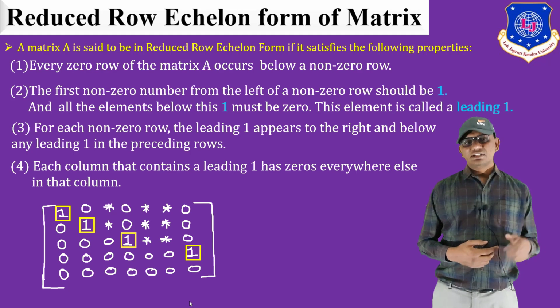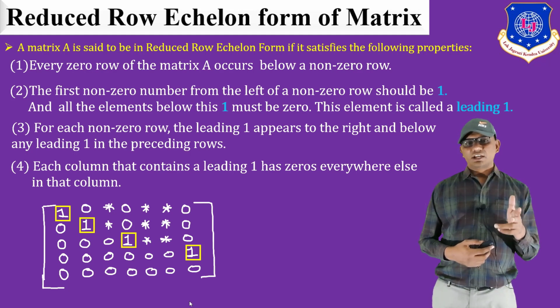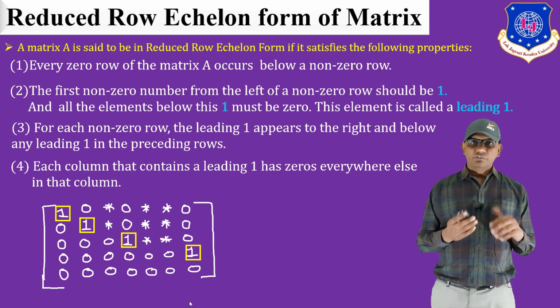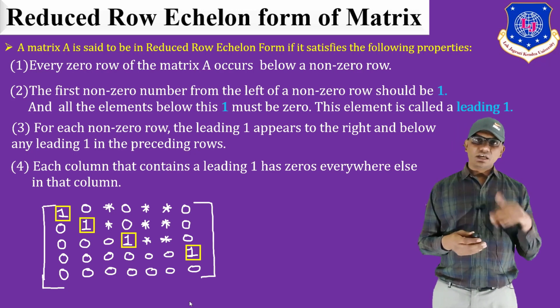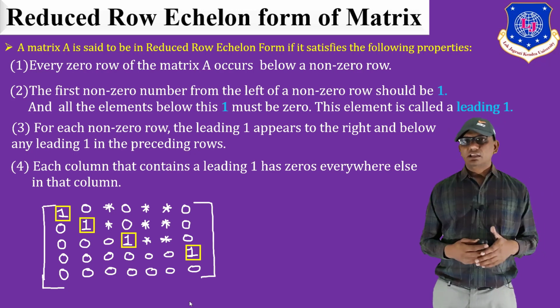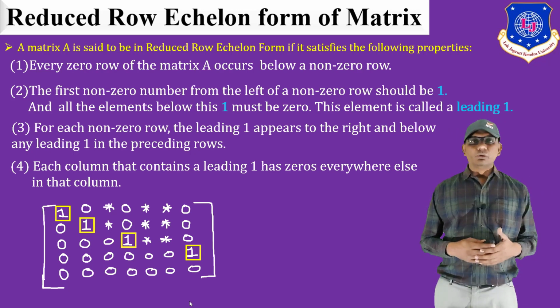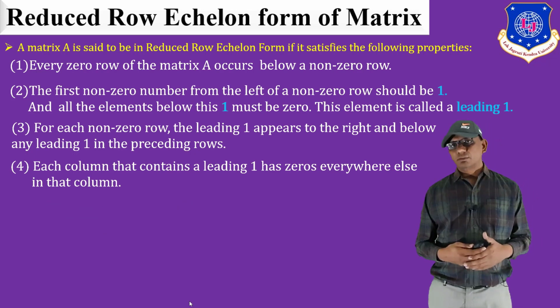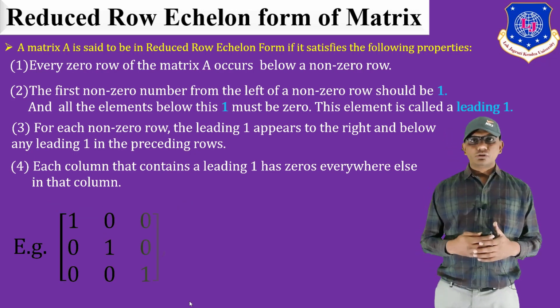It looks like this. Here our leading elements are in the first column, second column, fourth column and last column, and we can see that all the entries above the leading element and below the leading element are also 0. So that is the perfect reduced row echelon form, and these are some examples of reduced row echelon form.